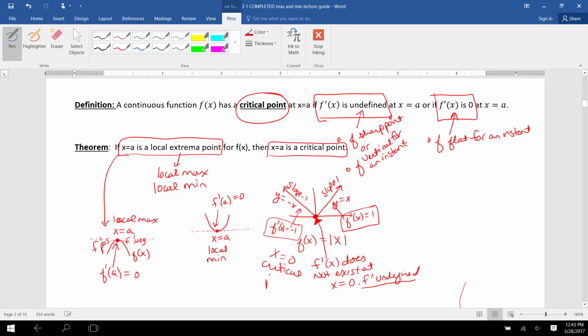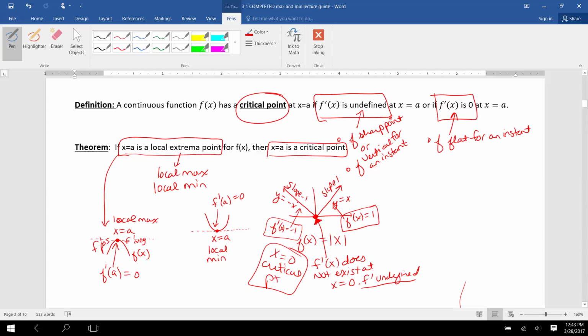Remember what we said about critical points. We said critical points are places where the derivative is 0 or places where the derivative is undefined. So here is a place where the derivative is undefined. Back to our theorem again. It said, if x equals a is a local extrema point, so if it's a local max or local min, then you are guaranteed that it's a critical point.